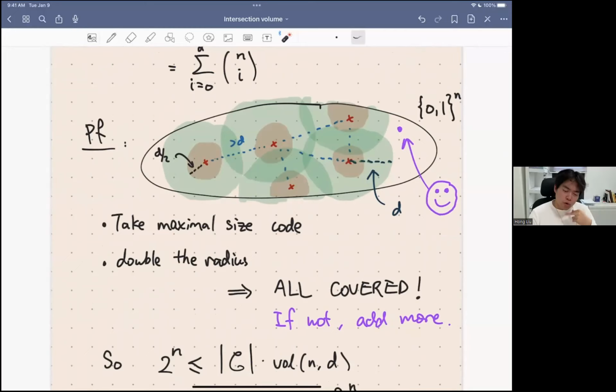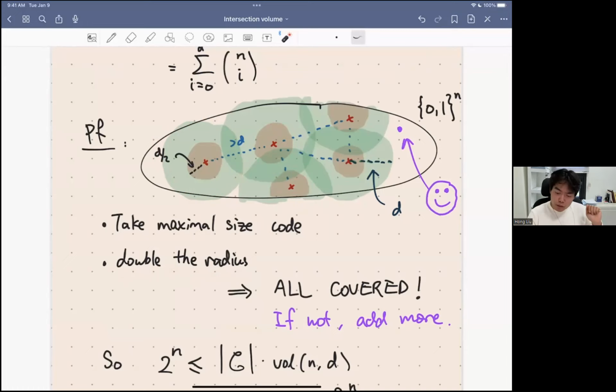Now, what we know about this code is that if you draw this ball of radius D over 2, they are pairwise disjoint because their distance is strictly bigger than D. What we're going to do now is to double the radius. Let's draw this green ball of radius D centered at these codewords. The observation now is that if you take the union of this green ball, the double radius one, you will cover the whole space {0,1}^n.